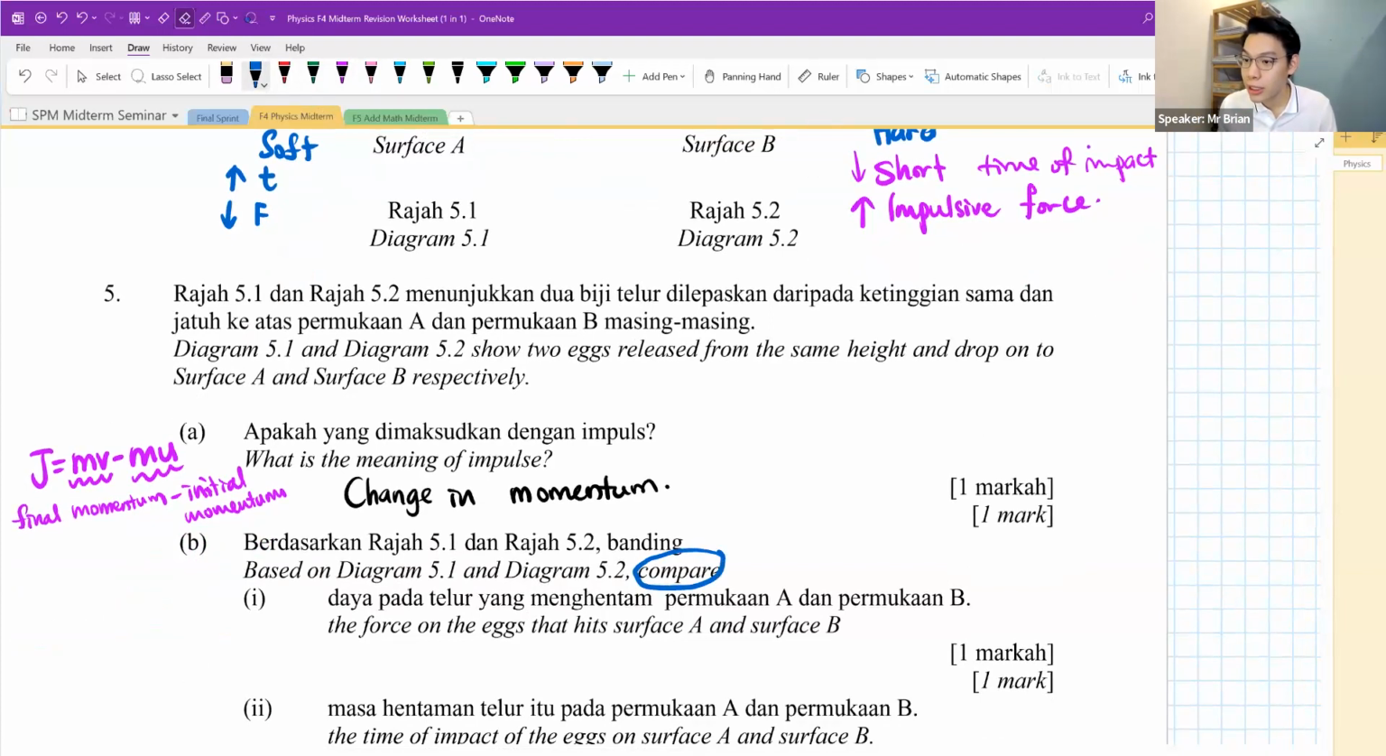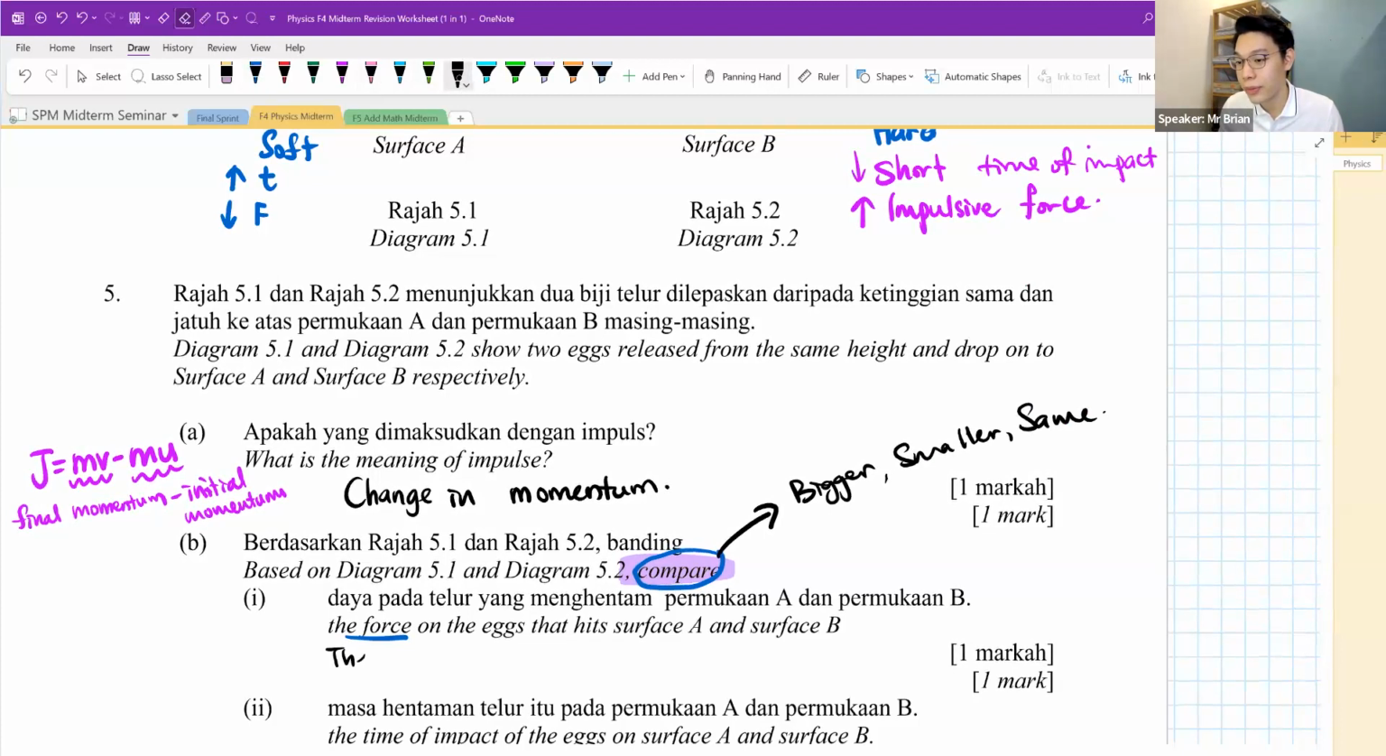Compare the force on the eggs that hits the surface. Okay, we already said, right? But you all need to know how to answer comparing questions. Usually, most of the comparing questions are like this one. Who is bigger than who? Who is higher than who? So it's either bigger, smaller, or are they the same? Okay, but you write down what you want to compare first.